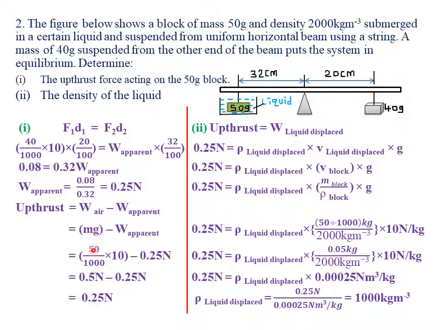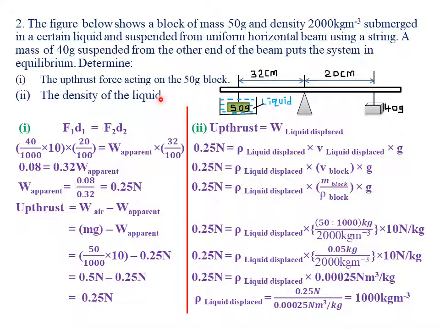So mg, the mass of the 50-gram mass, is 50 gram over 1000 to convert to kg, times 10 to find its weight, which is equal to the force. Then the apparent weight, we have already computed as 0.25 Newton. If you take 50 over 1000 multiplied by 10, you'll obtain 0.5 Newton, then minus the apparent weight, which is 0.25 Newton. So 0.5 minus 0.25, you'll obtain the upthrust force due to the 50-gram mass in the liquid to be 0.25 Newton. Then Roman 2, they want us to find the density of the liquid.